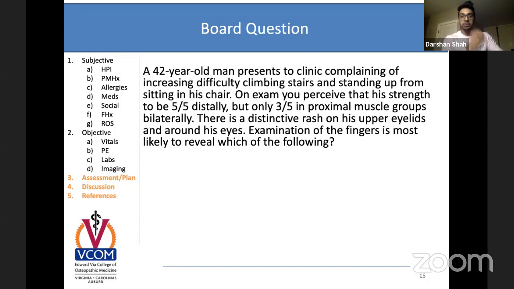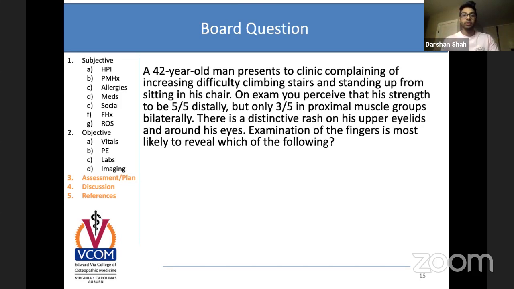So things to take out of here, right? Difficulty climbing stairs and proximal muscle groups. If you ever see proximal muscle groups that are affected, you want to think more autoimmune picture. If they're more distal, like your ankles, your calves, your forearm, then you're not really thinking autoimmune picture. But shoulders and hips, those are the first 2 signs that you'll see. And then you see a distinctive rash on his upper eyelids around his eyes. I'm sure as you're on Google Images looking at dermatomyositis, you would have seen this heliotrope rash around the eyes.